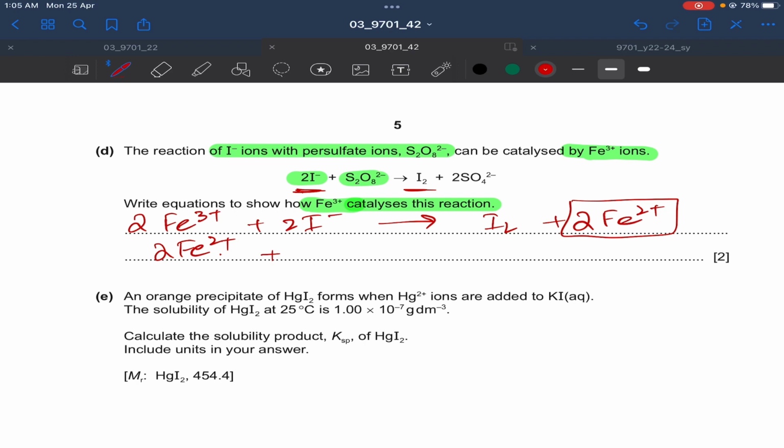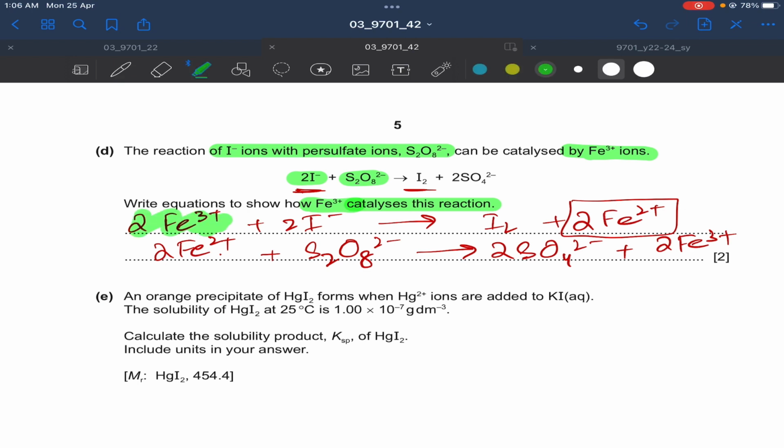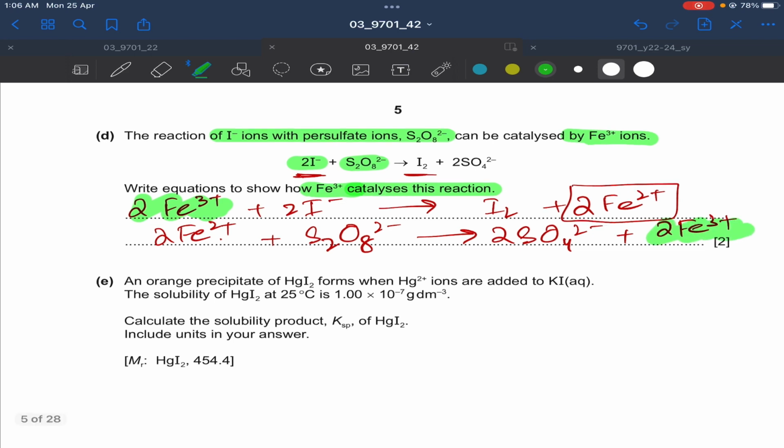So the next part of the reaction would be: 2Fe2 plus will react with S2O8 2 minus. This time we get sulfate ion SO4 2 minus plus 2Fe3 plus. Right, so these are the equations which show how Fe3 plus will catalyze this reaction. So Fe3 plus reacts with iodide ions, and at the end we get Fe3 plus back.